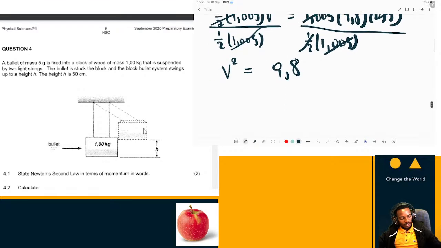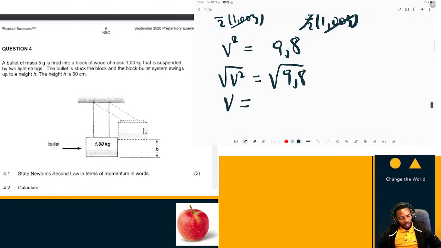So if we want this velocity, we're going to take the square root of v squared. Then our final velocity will be the square root of 9.8, which is 3.13 meters per second. So this is the velocity of the block-bullet system at the point when the bullet enters the block, and they are both at ground. So they will have a velocity of 3.13 meters per second.